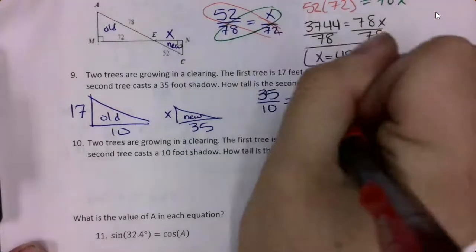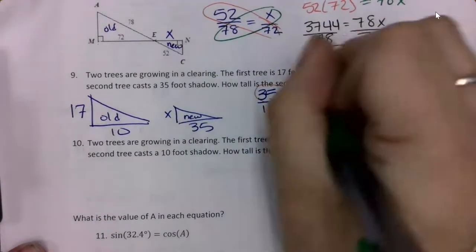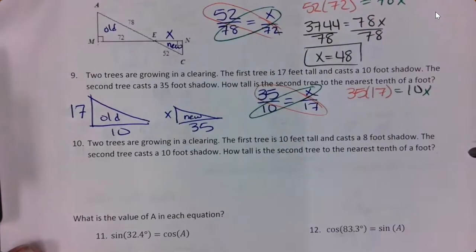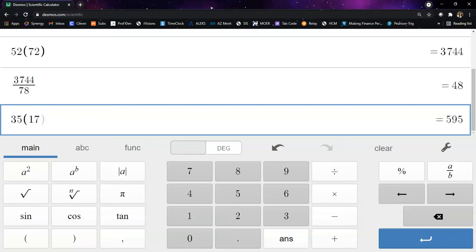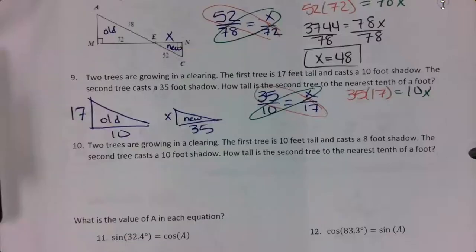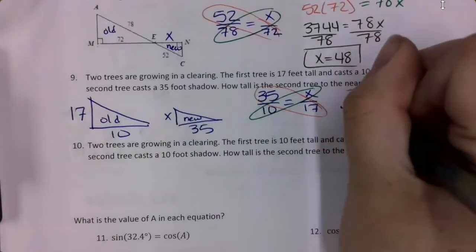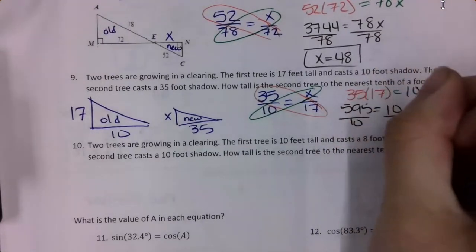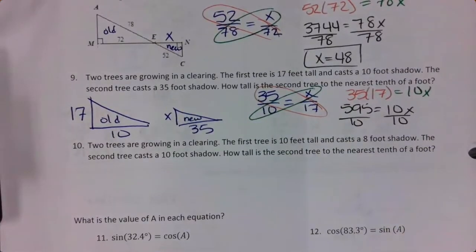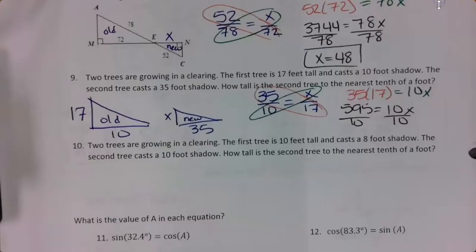Then I want to cross multiply. I have 35 times 17, and it's going to equal 10 times x. So I can go to Desmos and type in the 35 times 17, which gets us 595. Equals 10x. I want to divide both sides by 10. And this question wants me to round to the nearest tenth, so 1 decimal place. 595 divided by 10 is 59.5.